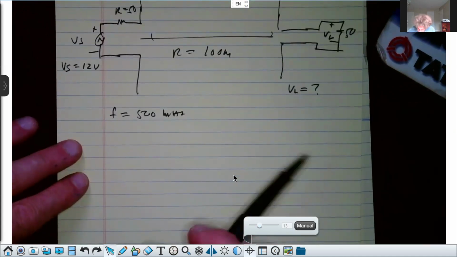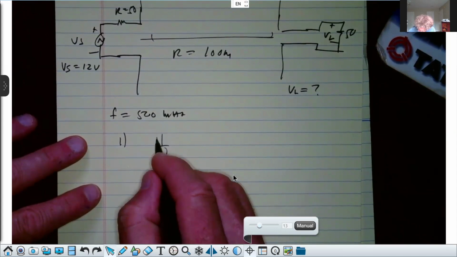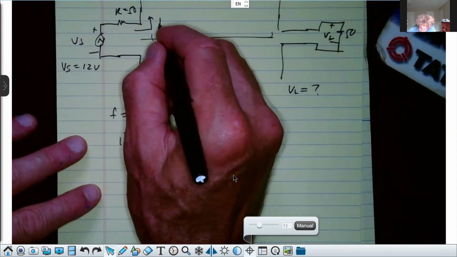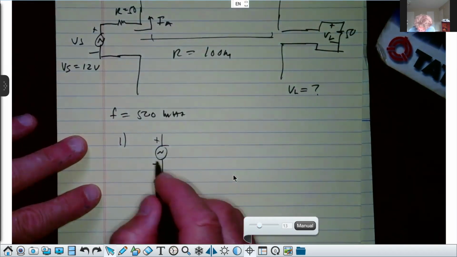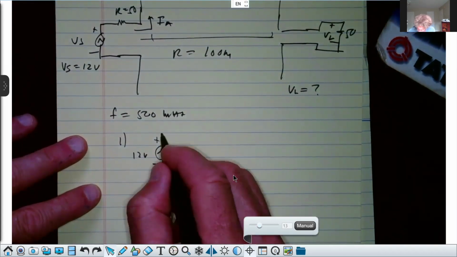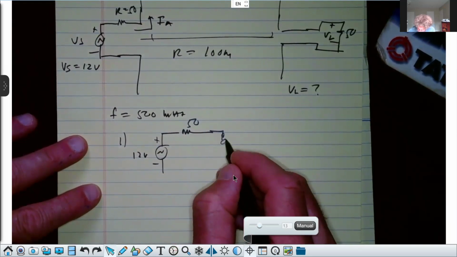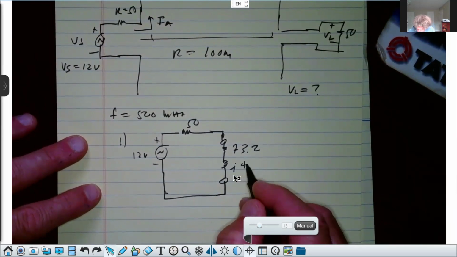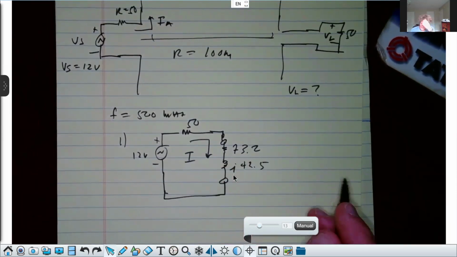So where do we start, Kenan? The current. Exactly. I'm going to draw the actual equivalent circuit to the source. And what I want is this antenna current, the actual antenna current right there. So this is 12 volts. Here I have a resistance of 50 ohms, right? Now I'm going to put in what the antenna is, 73.2 plus j42.5. And I need this current, right?